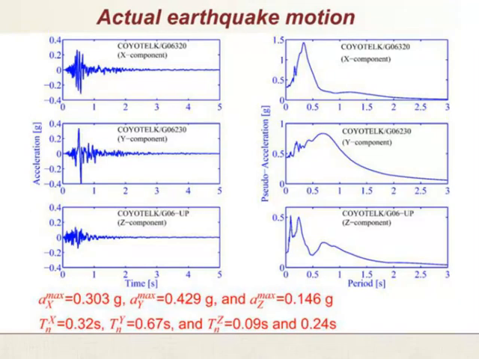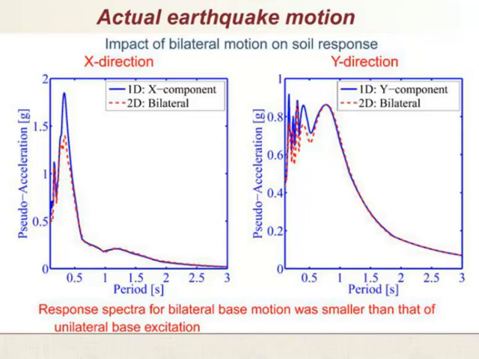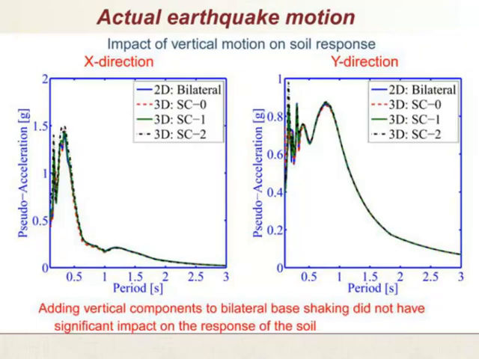We also wanted to see if we can examine an actual earthquake record. So we took the 1979 Coyote Lake, California earthquake as an example. We did some response spectra for the accelerations to find out the predominant periods of this earthquake. And we started running the simulation, and we found that the response spectra for bilateral motion was smaller than that of unilateral base excitation. And we did the same thing for the vertical component. We found that it didn't have significant impact on the response of the soil if we add the vertical component.